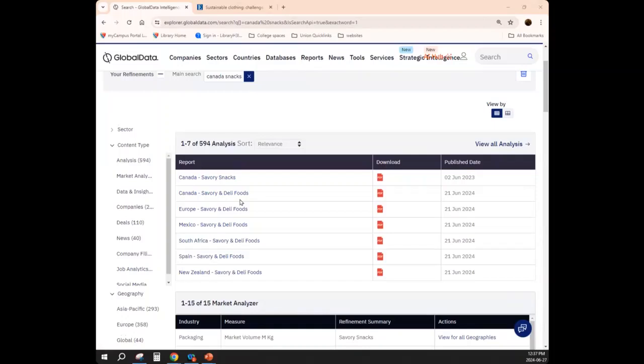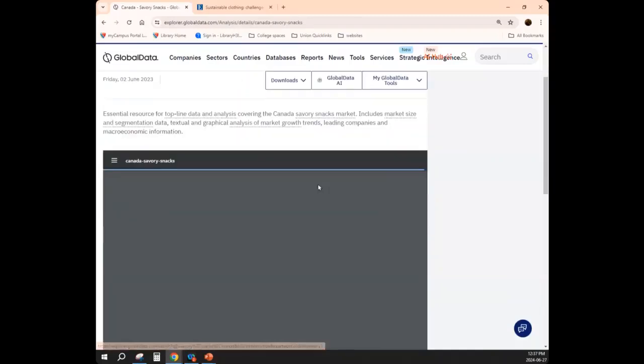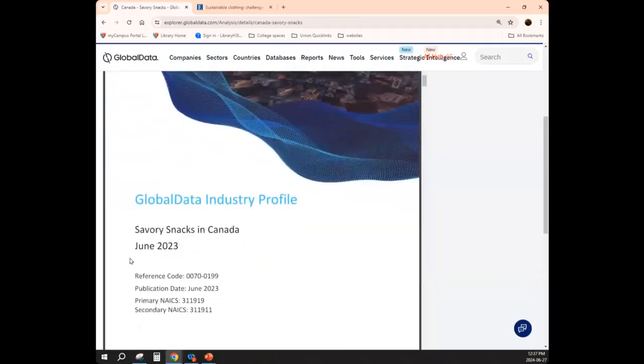Okay, so let's take a look at this report. I could download a PDF, but I can also just look at it right here in the platform. And that's what I want to do. And so here I have this nice Global Data industry profile, savory snacks in Canada from June 2023.